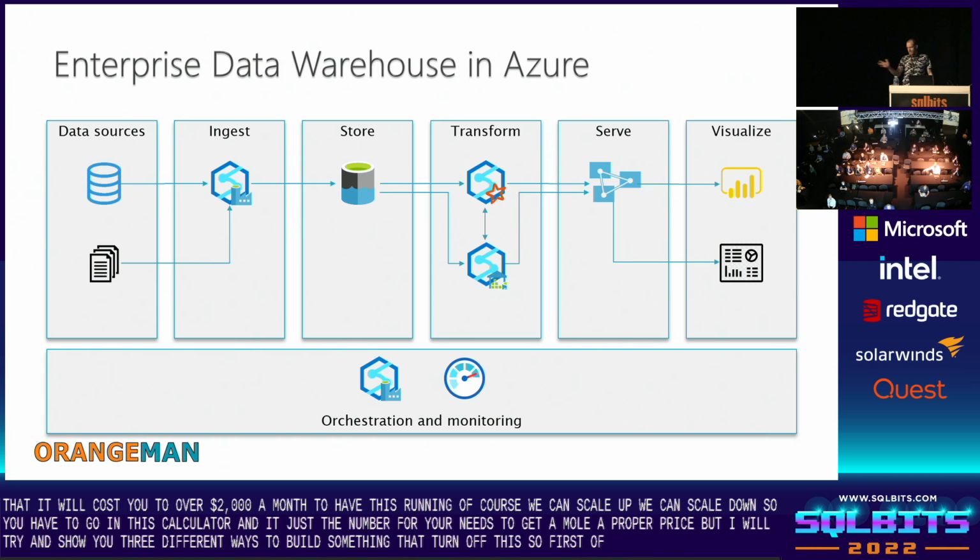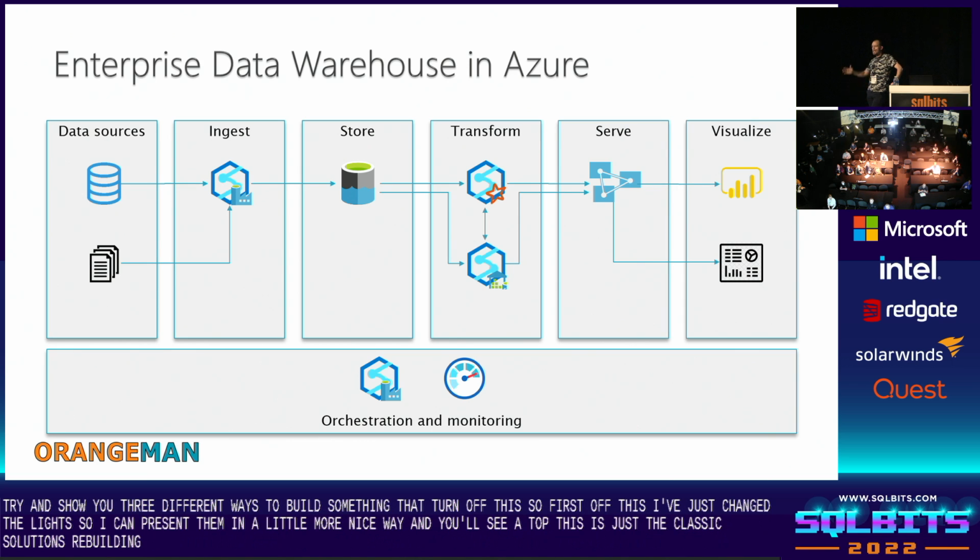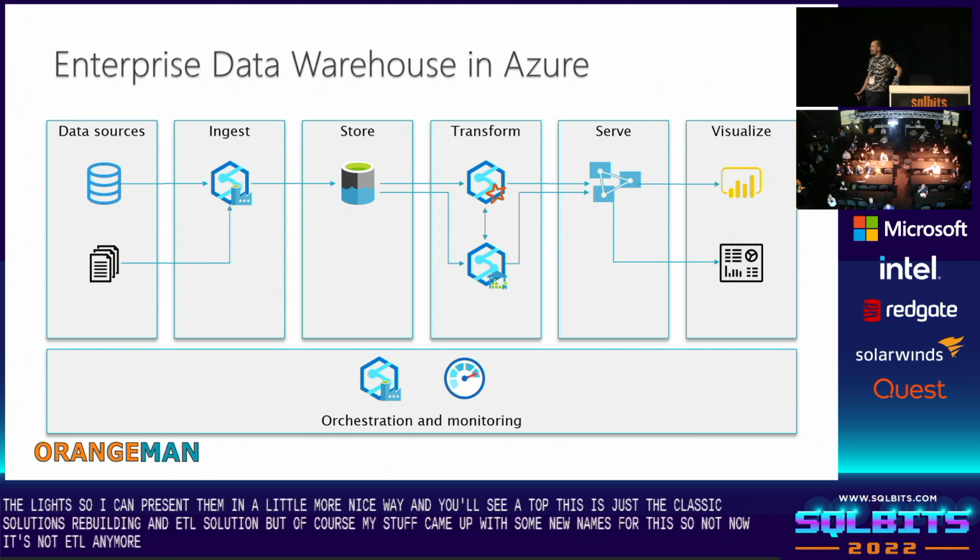So first off, this is the solution from Microsoft. I just changed the slides so I can present them in a slightly nicer way. And you see at the top, this is just the classic solution we are building, an ETL solution. But of course, Microsoft came up with some new names for this. So now it's not ETL anymore. Now we are calling it ingest. Then we have store and transform.